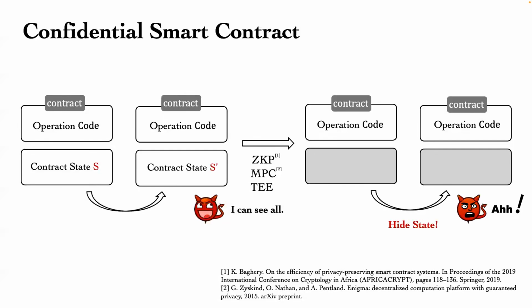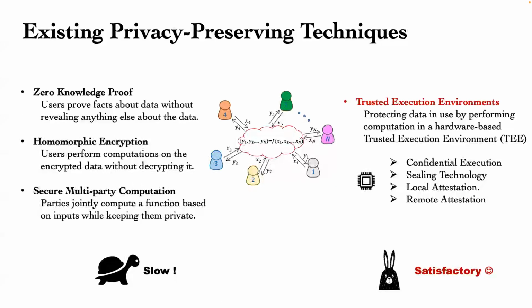Different from the conventional smart contract, a confidential smart contract aims to hide the contract state so that the public cannot see any useful knowledge of the states. Currently, many technical privacy-preserving solutions have been proposed, such as zero-knowledge proof, multi-party computation, and homomorphic encryption. However, these solutions require increased computation complexity, making executions run slowly.